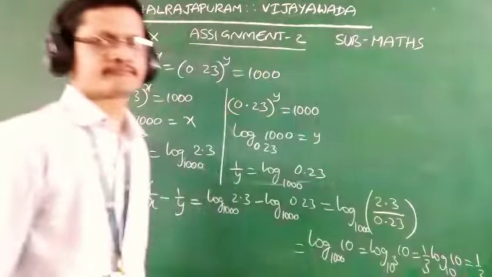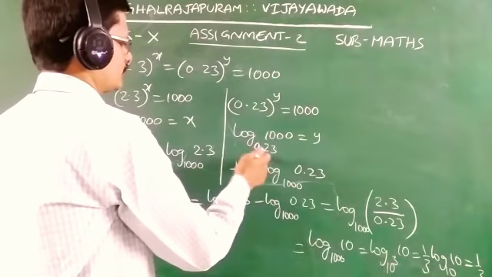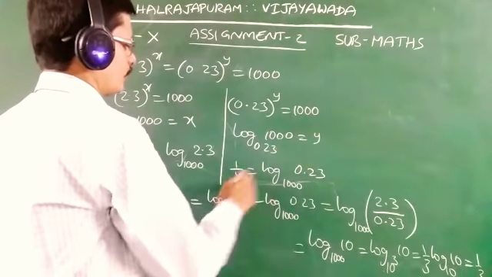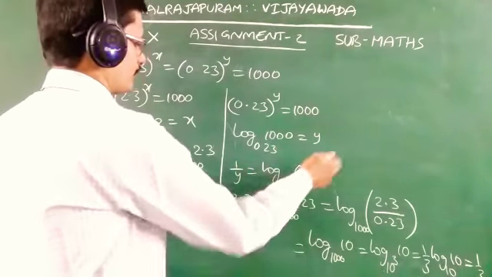Okay, once again look here. 2.3 whole power x is equal to 1000. Exponential form converted to logarithmic form. Log 1000 to base 2.3 is equal to x. 1 by x is equal to log 2.3 base 1000. 0.23 whole power y is equal to 1000. Log 1000 base 0.23 is equal to y. 1 by y is equal to log 0.23 base 1000.